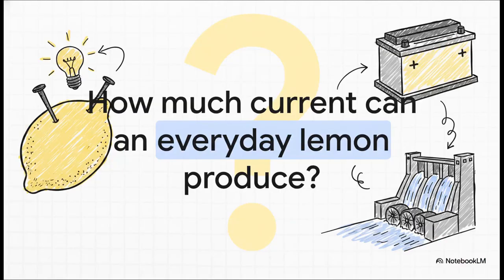All right, before we can mathematically analyze a circuit, we really need to understand what is physically flowing through the wires. Let me ask you a question to make this abstract concept a bit more tangible. When you think of a power source, you probably picture a heavy battery, or maybe a massive hydroelectric power plant. But how much current do you think an everyday ordinary household lemon can produce? It sounds a bit like a middle school science fair project, right? But it actually perfectly illustrates the core physical reality of electrical current.